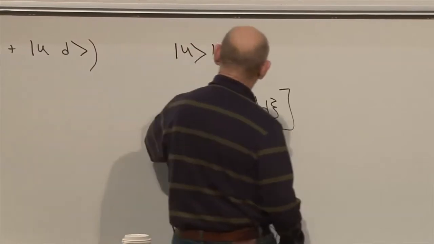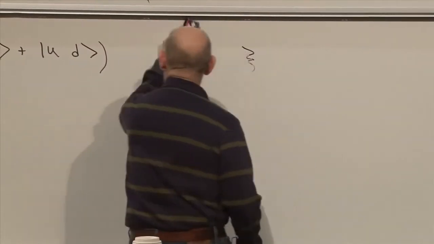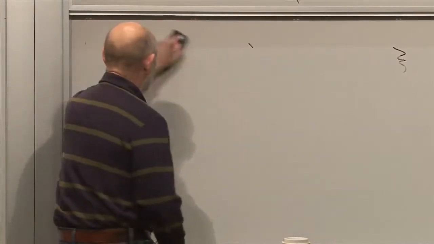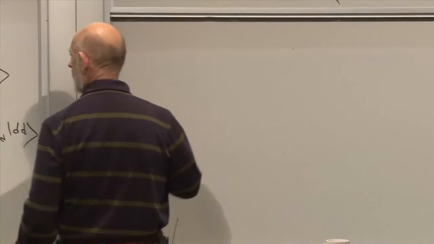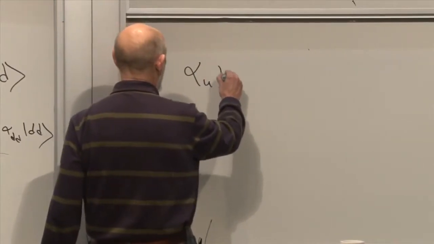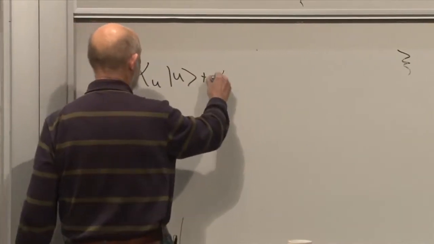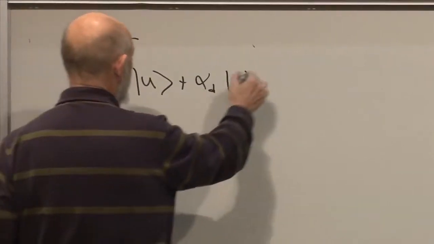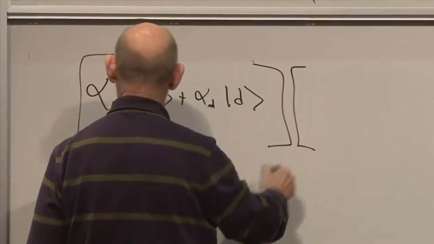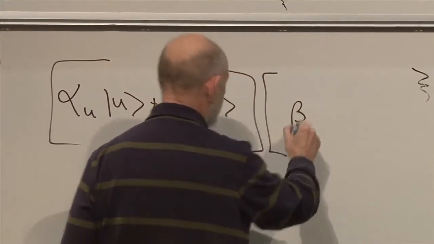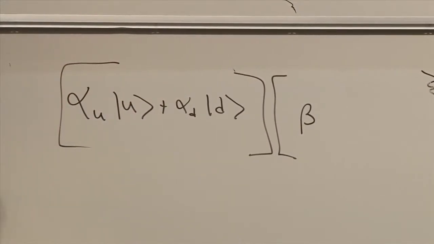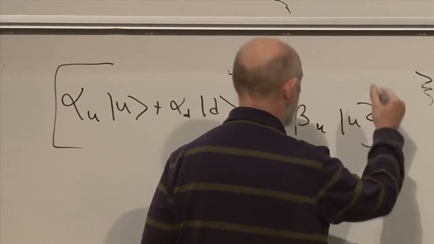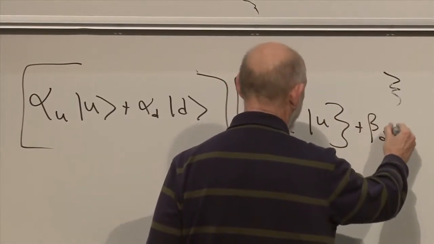Let's write the most general product state. The most general product state can be written as follows. Alpha up, up, plus alpha down, down. That's for sigma. And then for tau, let's call the coefficients for tau beta. Beta up, up, squiggly, plus beta down, down.